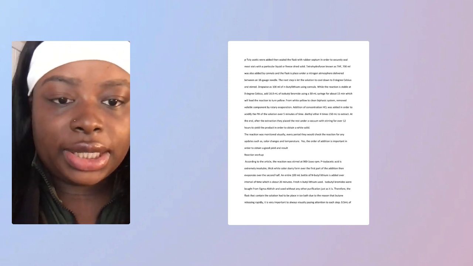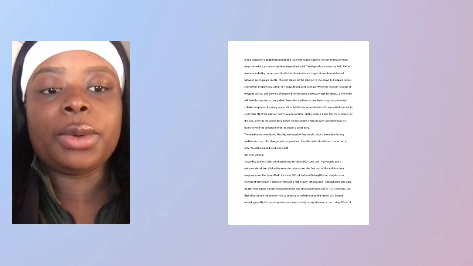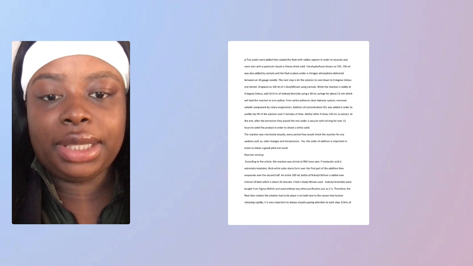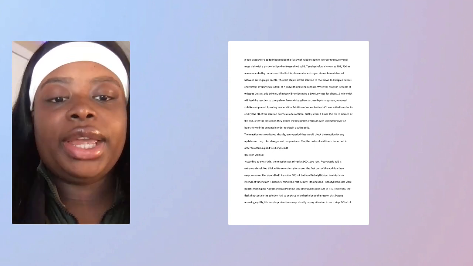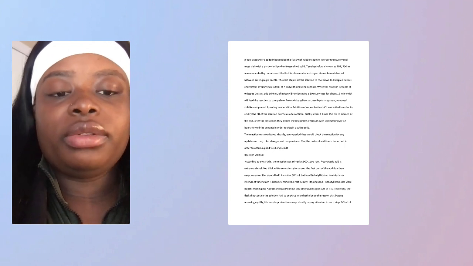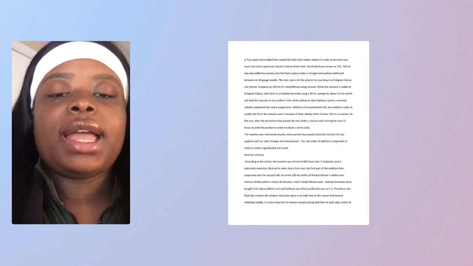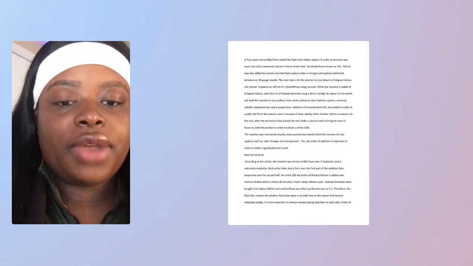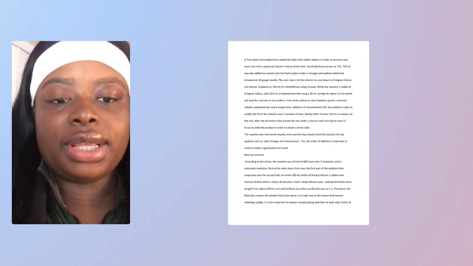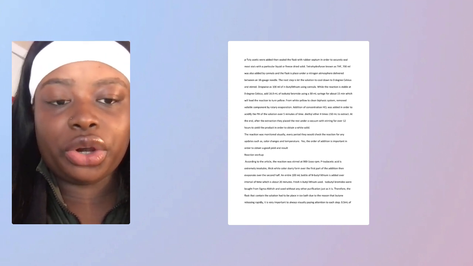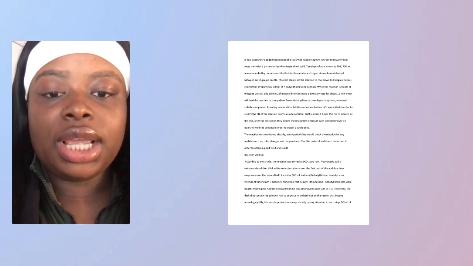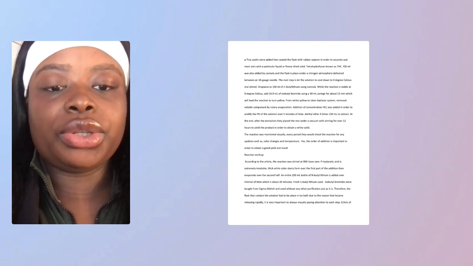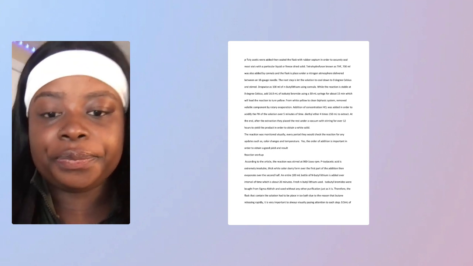Concentrated HCl was added in order to acidify the pH of the solution over 5 minutes. Extract with diethyl ether, 4 times 150 milliliters. At the end, after the extraction, they place the rest under a vacuum with stirring over 12 hours to yield the product as a white solid.